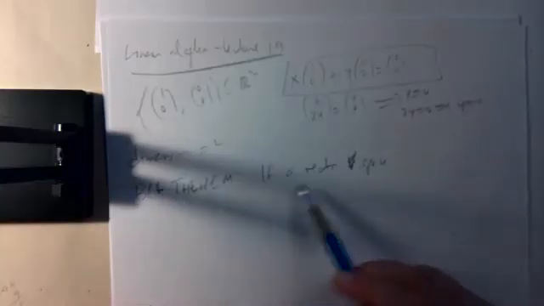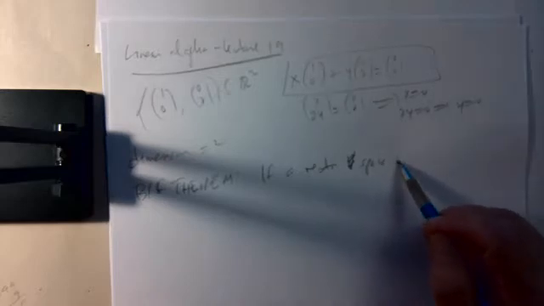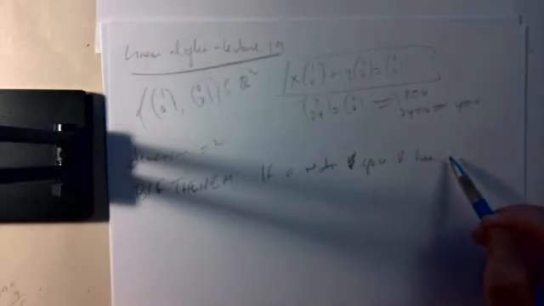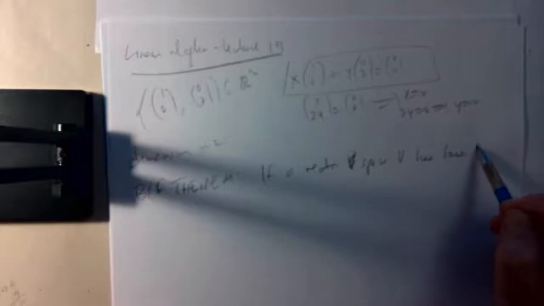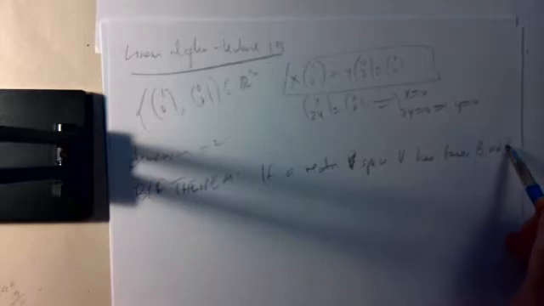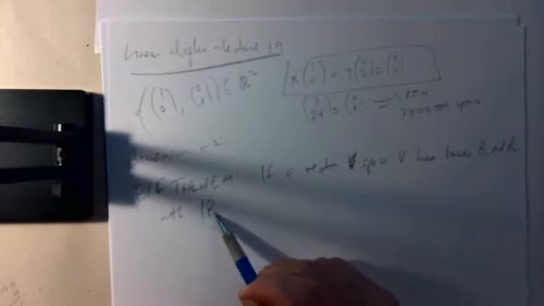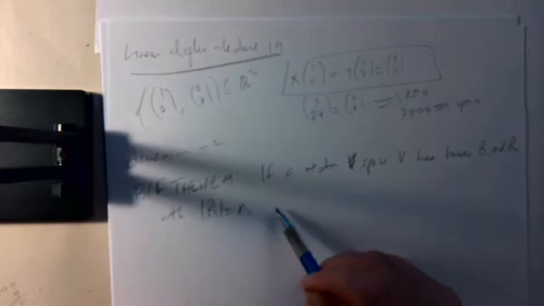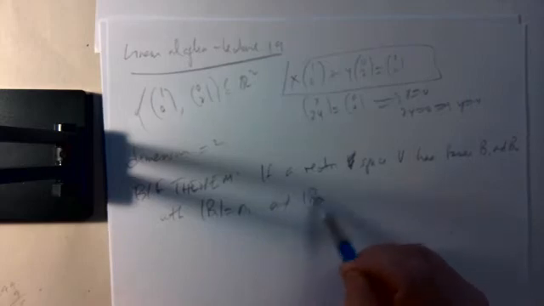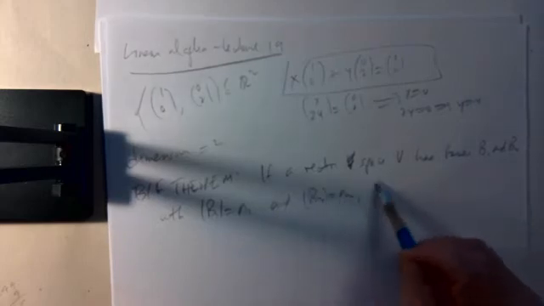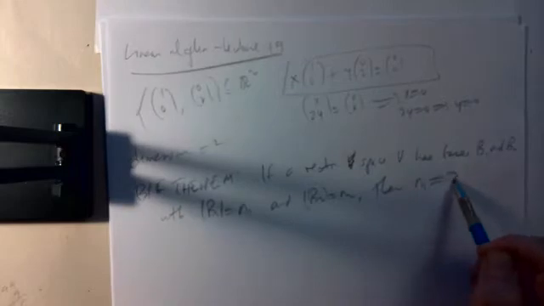So the big theorem about vector spaces says if a vector space V has two different bases, B1 and B2, with the cardinality of B1 equal to, let's say, N1 vectors, and the cardinality of B2 equal to N2 vectors, then in fact, N1 is always equal to N2.